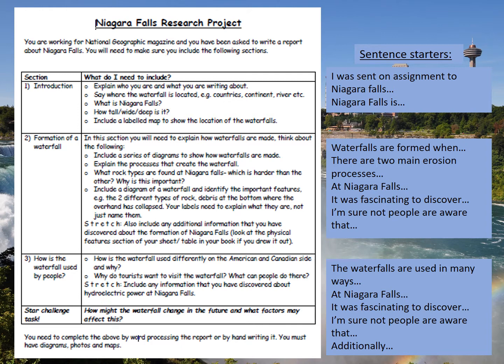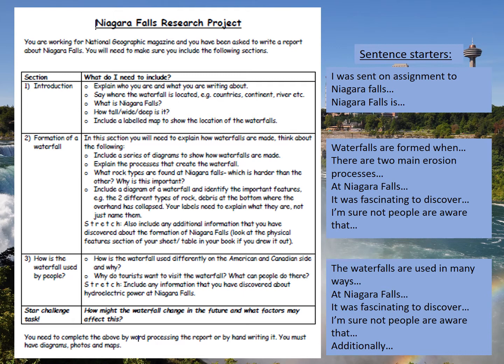So there's some bullet points in the table to tell you what to include in each section. There's some stretch tasks for those of you that have carried out really extensive research. And there's also a star challenge task at the bottom as well that some of you might like to get onto, but it doesn't matter if you don't get onto that, that's fine.